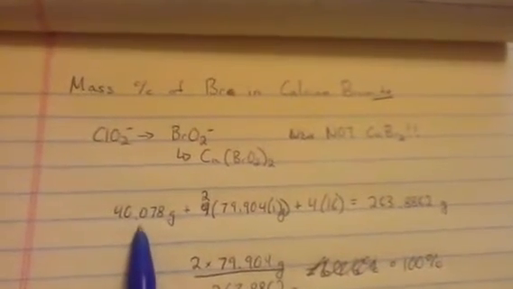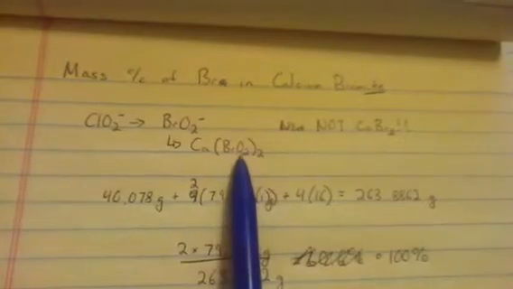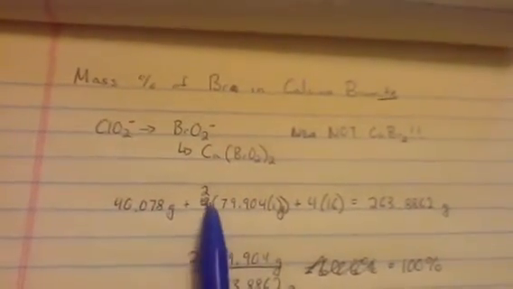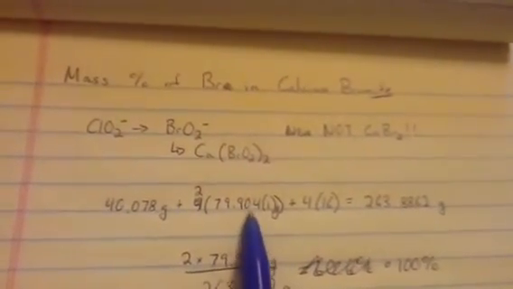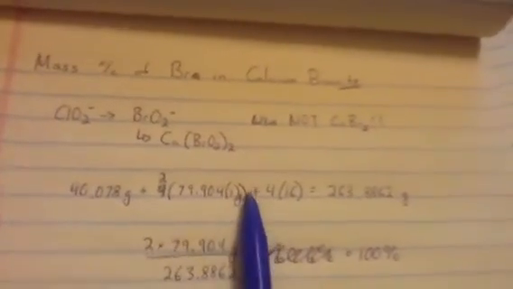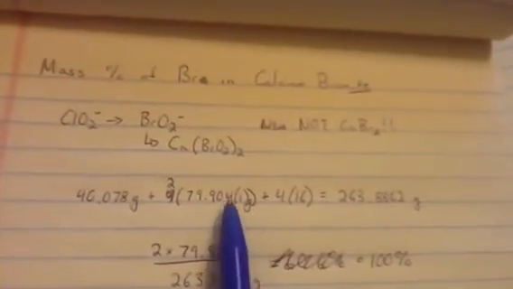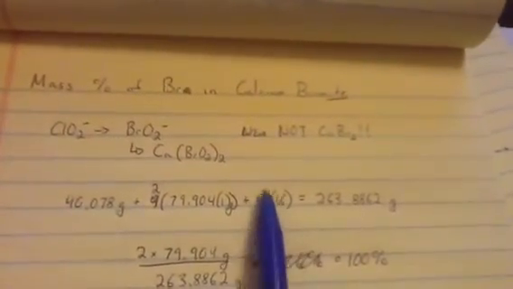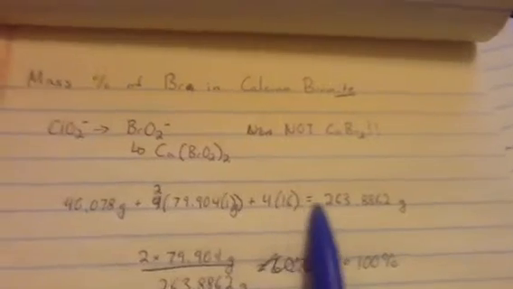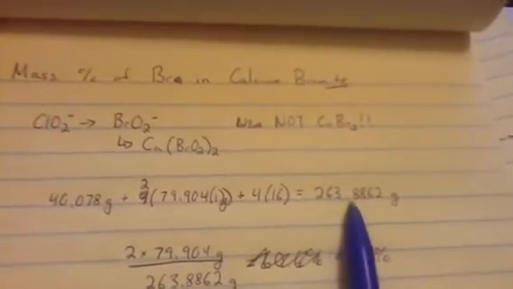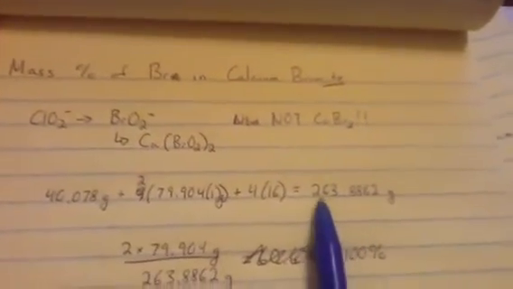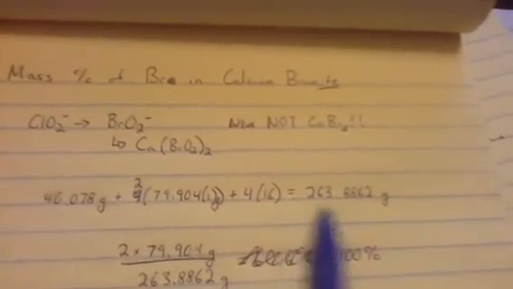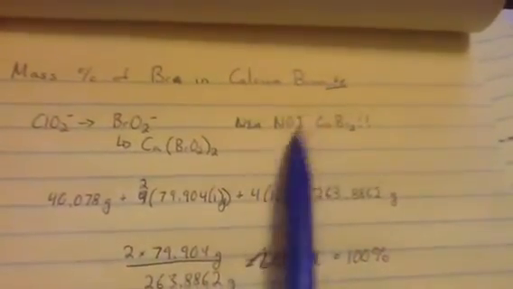So let's set this up. I have my initial calcium, that's my 40.078 grams. I can add then my 2 bromines, because I have 2 bromines here. So 2 times 79.904, and then 1 in parentheses. That's just how my periodic table has it. I put it in just for accuracy. It's probably unnecessary. And then I add my 4 oxygen, so that's 4 times 16. And I get a total of 263.8862. So this is the total mass of 1 mole of calcium bromite, okay?